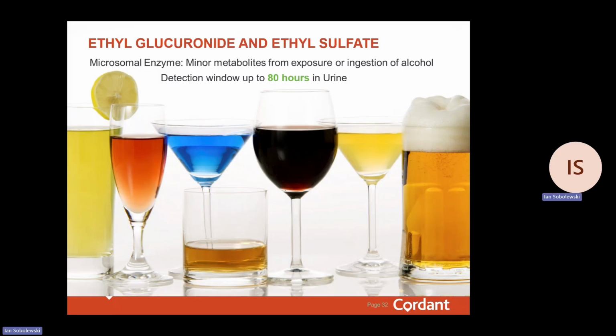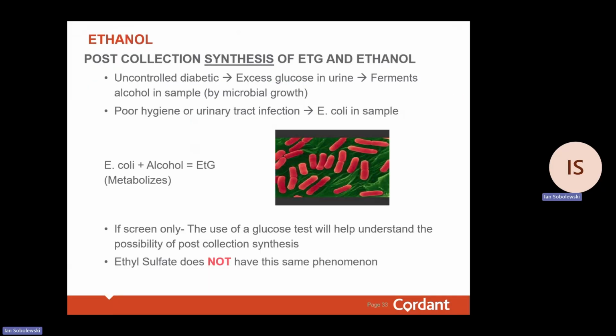Alrighty, let's talk about ethyl glucuronide and ethyl sulfate, or ETG and ETS. These are alcohol metabolites. Ethyl alcohol, we can test for, but the detection window in urine is about 24 hours, so quite a short period of time there. But with the metabolites, our detection window gets bumped up to about 80 hours in urine, which is fantastic. However, there are some special circumstances that everyone should be aware of.